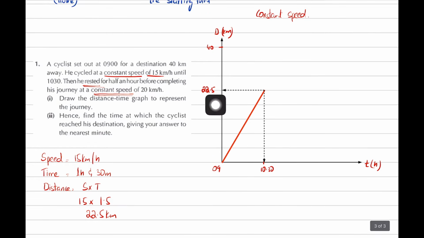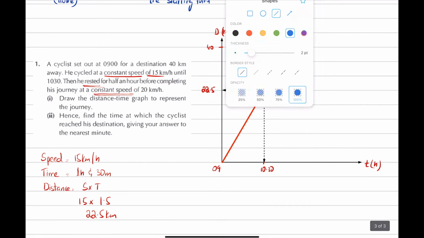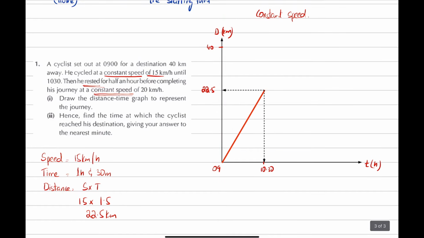It's 10:30 right now. If he starts resting now and he rests for half an hour, what time will his rest end? 11. So by the time he was ready to go again, it was 11 o'clock. So this is the second part of the journey. Now this is where things get slightly interesting.